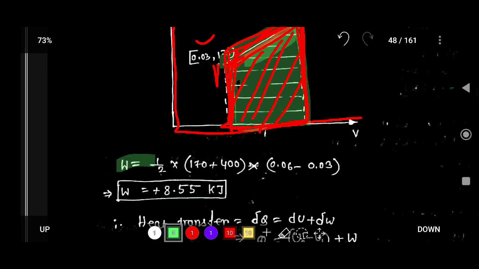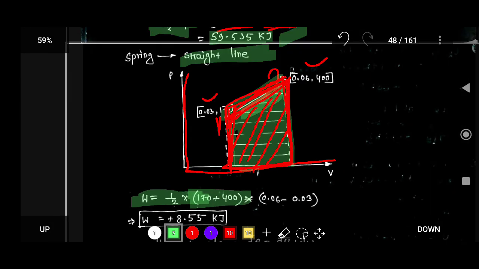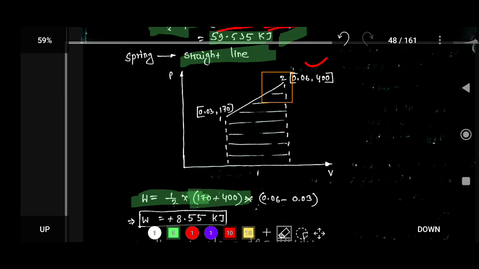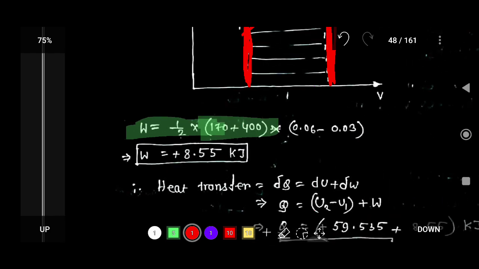So W is equal to half into 170 into 400. Here the pressure is 170. So basically this axis difference and this axis difference. So here 170 plus 400 into 0.06 minus 0.03. From here you can find out this formula.